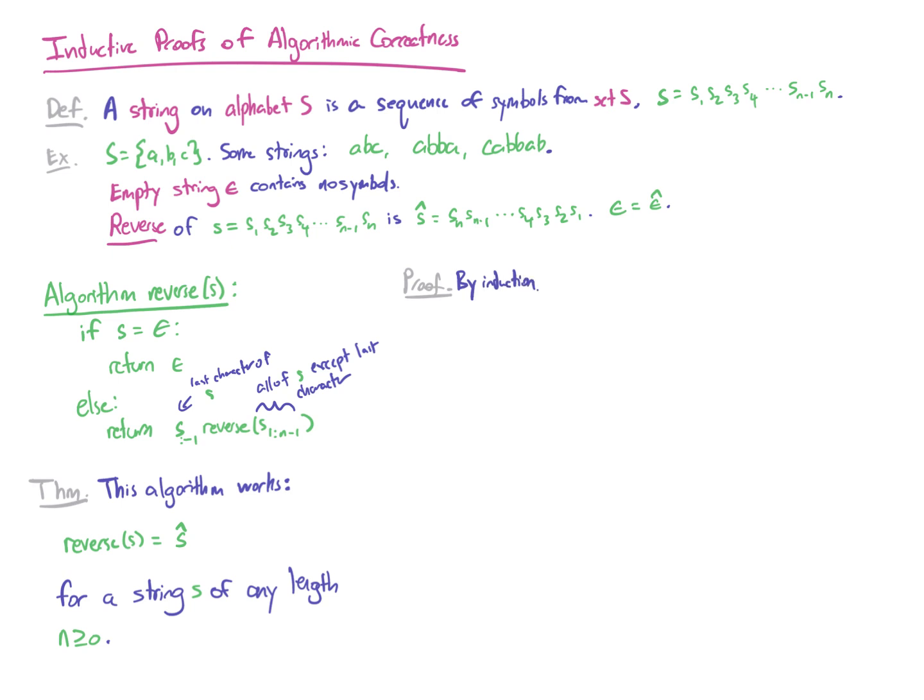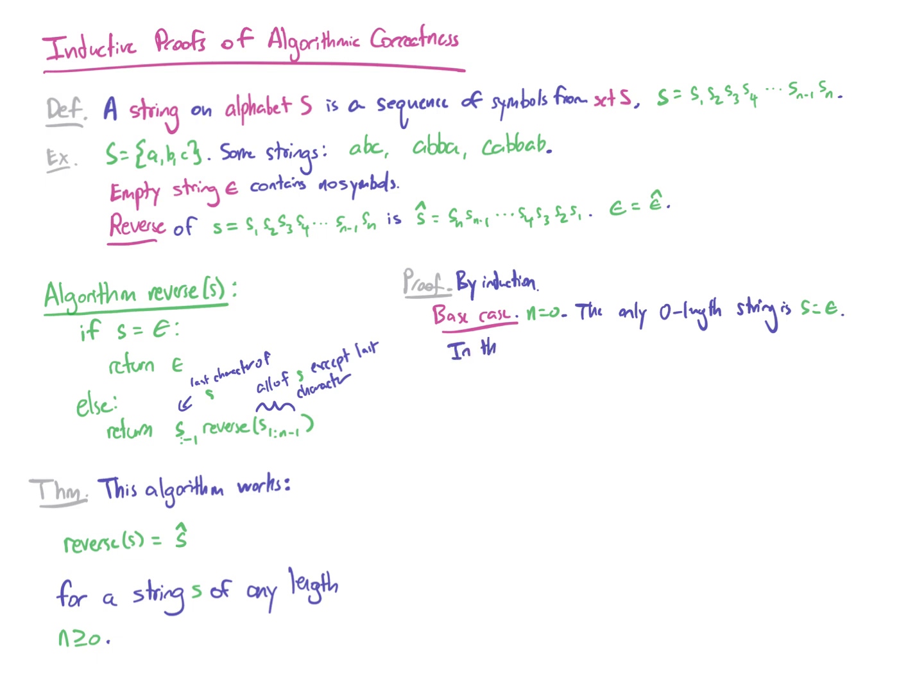So for our base case, we need to consider the case n equals 0. Now, what's the only zero length string? The only zero length string is s is equal to epsilon, the empty string.